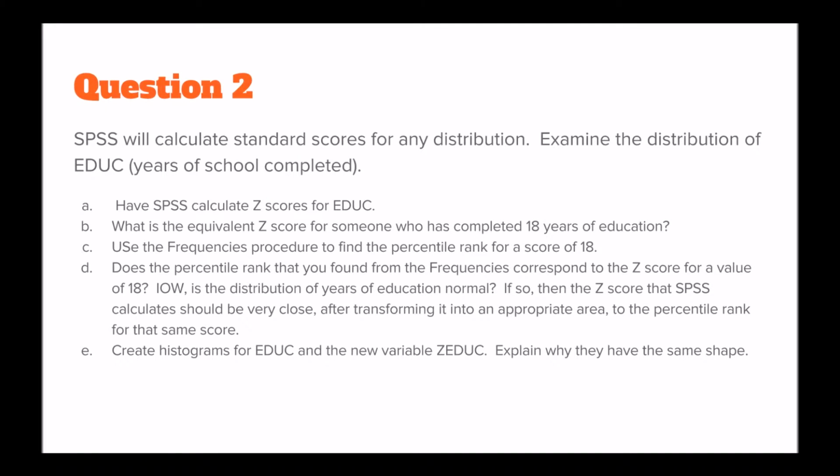Question 2. We can use SPSS to calculate standard scores or z-scores for any distribution. So we're going to examine the distribution of education, or years of school completed. The first step is we want to use SPSS to calculate all the z-scores for all the people in the sample for the variable education.